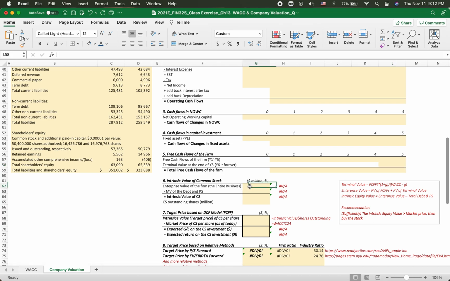And then we will get the enterprise value, minus the debt or preferred stock. Finally, we get the intrinsic value of common stock in total, and then we divide by the common stock outstanding shares, and then we come up with the intrinsic value, which is the target price of common stock per share based on the DCF model. And then we'll compare it with the market price of common stock.